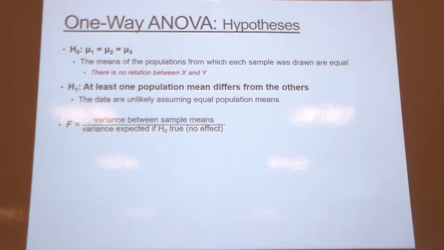So our hypotheses here, right? Our null hypothesis is the mean of group 1 is equal to the mean of group 2 is equal to the mean of group 3, and we're talking about our populations here, right? We can talk about this as there's no relation between x and y, right? Sam, in this example, what's x and what's y in a hypothetical universe?